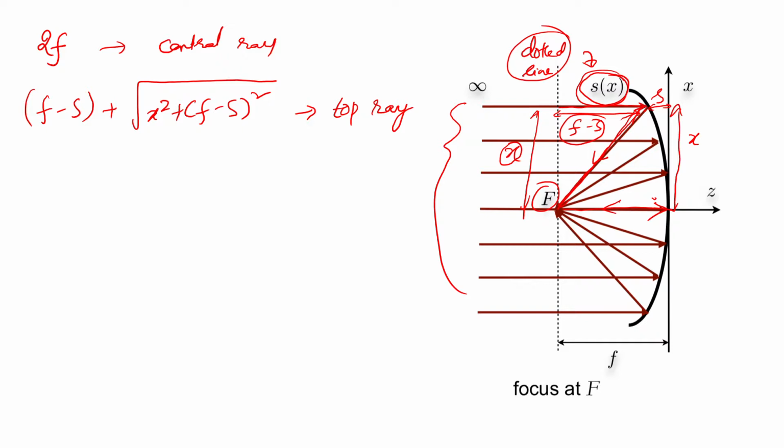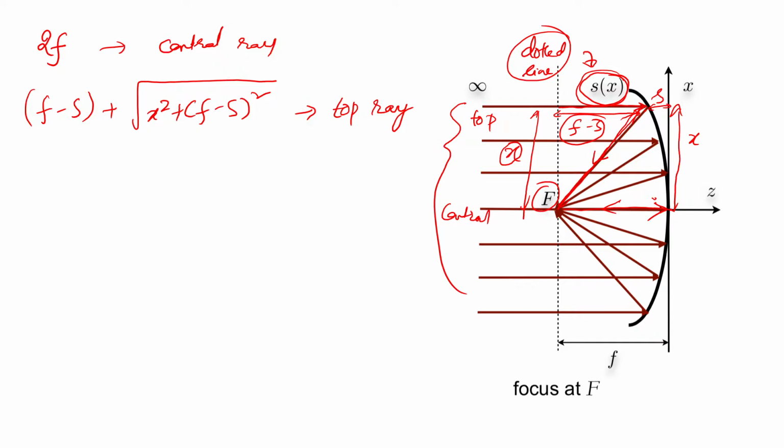So we know the distance. We also know from Fermat's principle that each ray should take the path that requires the least time. Time is given by distance by velocity. In this case, both rays of light are traveling with the same speed because they are in the same medium. So then we can say that these two rays, the central ray and the top ray, should take the same amount of time.